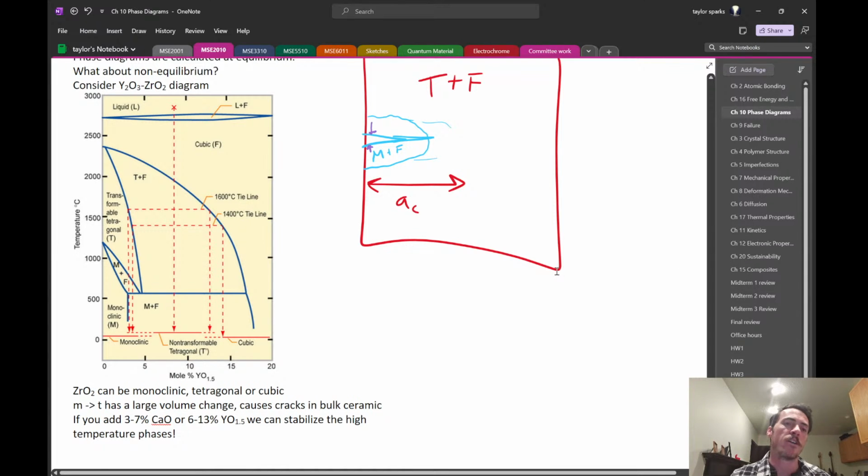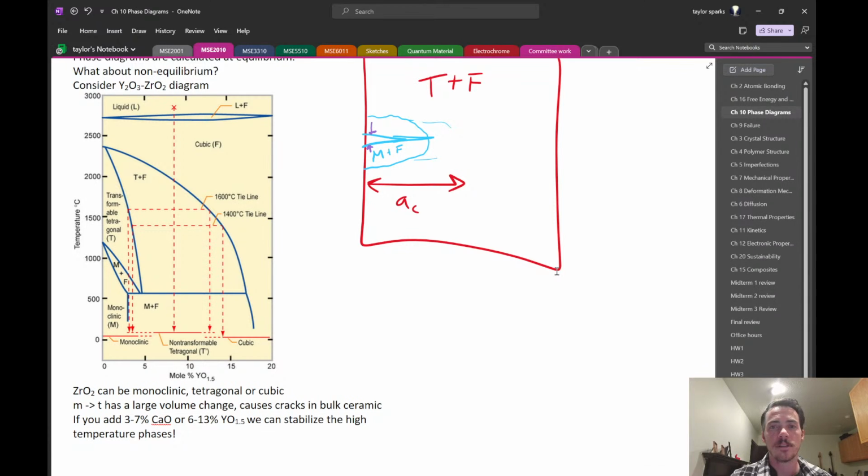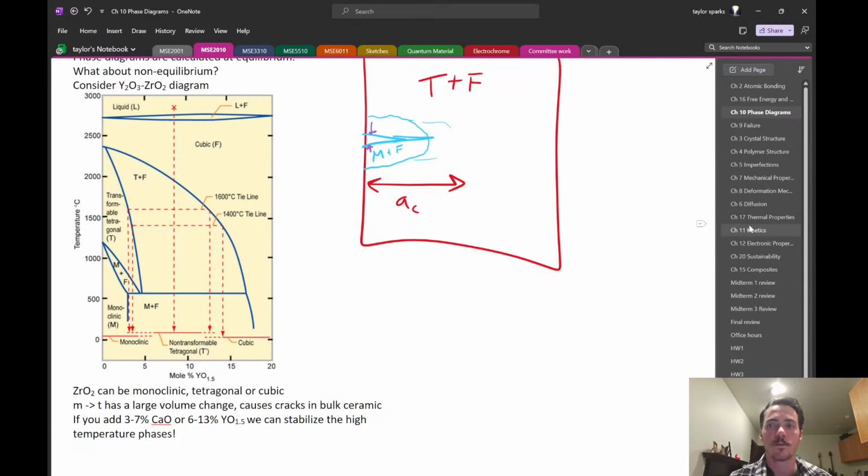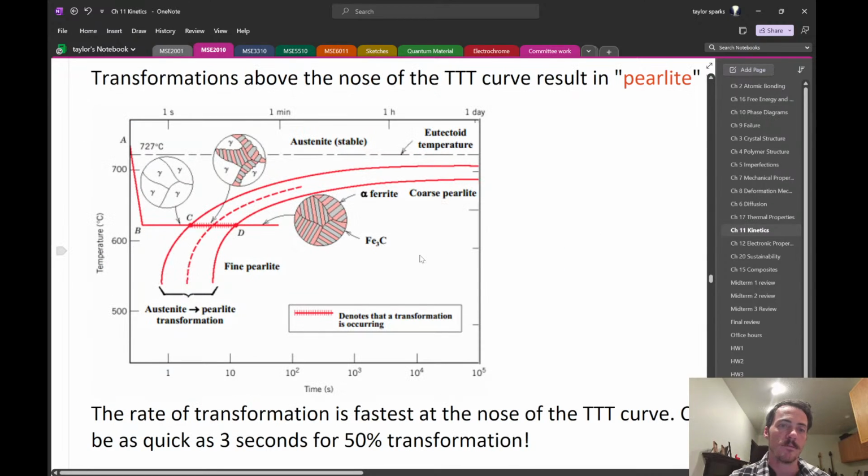Hence why I think these are really valuable, because the phase diagram tells you one bit of information, but the TTT diagram tells you the sort of reality of, okay, but in reality, this is the sort of rates that you can expect, and that's going to influence things.